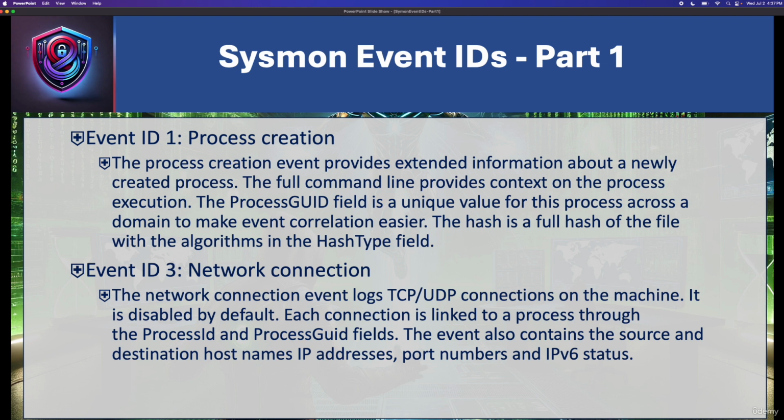Now, with this event, the process GUID field is a unique value for this process across a domain to make event correlation easier. The hash is a full hash of the file with the algorithms in the hash type field.